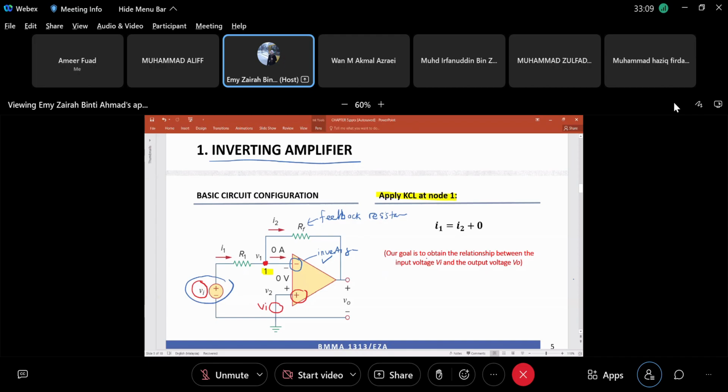So what is our aim in applying KCL? At the end, what do we want to find? We want to find the relationship between the input voltage and the output voltage. So you can try it. Find V input and V output. Because later the question will ask, okay, determine V output of the circuit configuration. So first you need to know how to calculate V output.